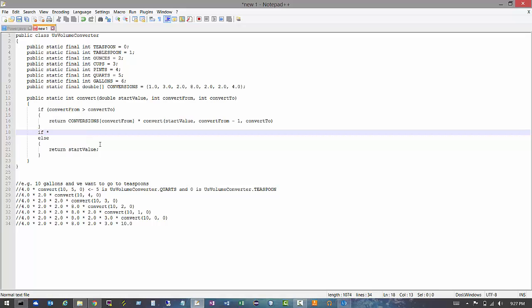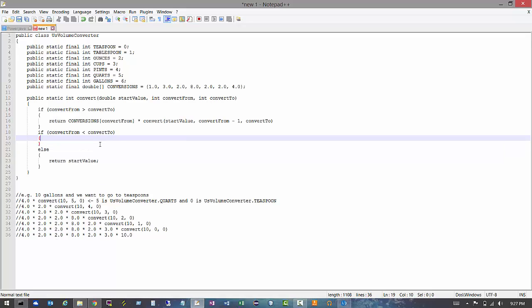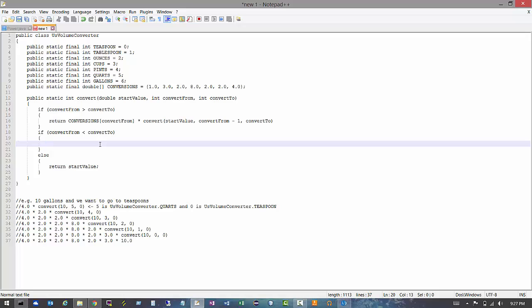So let's think about the second case. Convert from is less than convert to. And you may immediately be thinking, well, what if they're equal? That's what the else case is for. When they're equal, I don't need to do a conversion. The start value is the end value. No multiplication needed. I return just the start value.